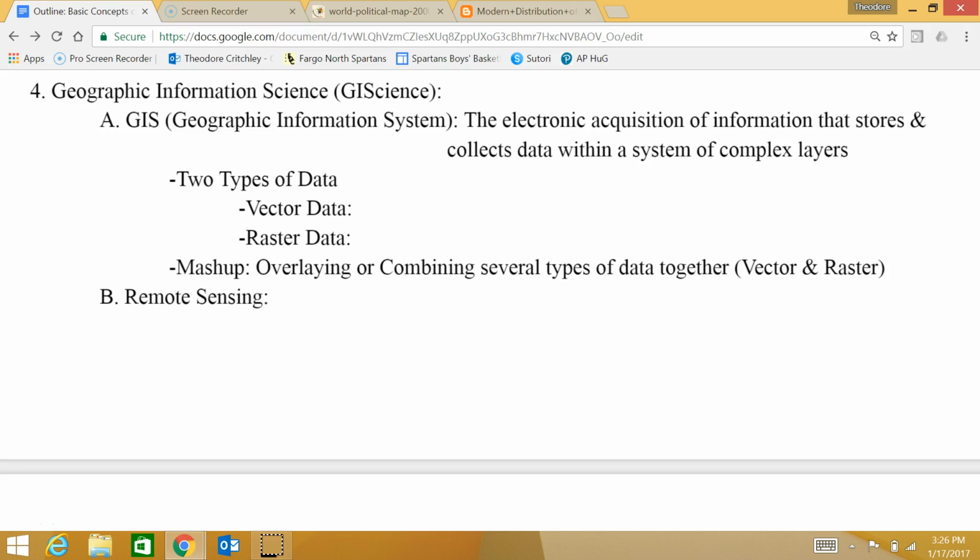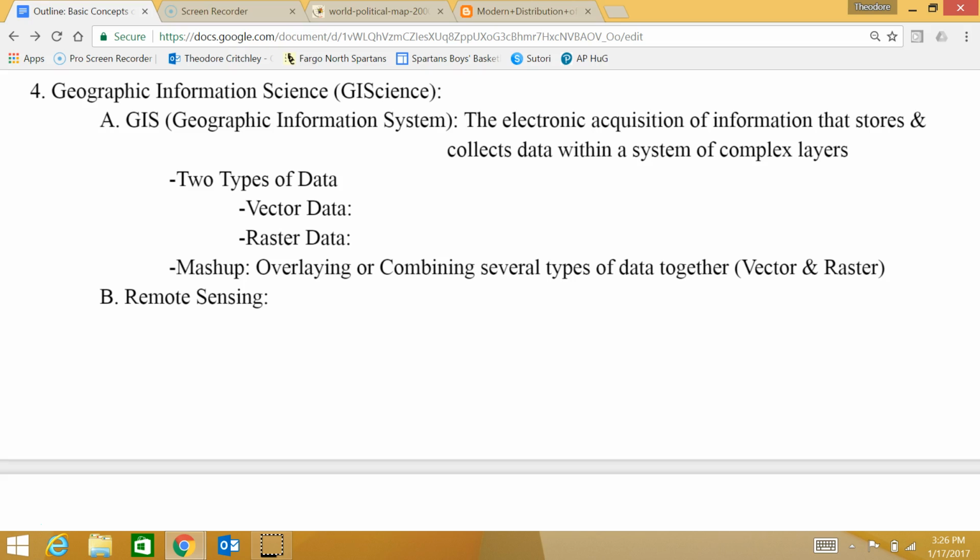This is one layer. We can remove that layer, and what it will do then is it will show us the landforms of the Earth, and that's called the raster data. The raster data is going to be the features or landforms of the Earth. So when you think of vector, think of cities and highways. When you think of raster data, think of features or landforms on the Earth.